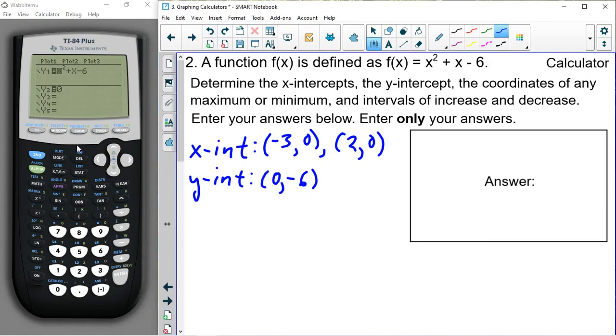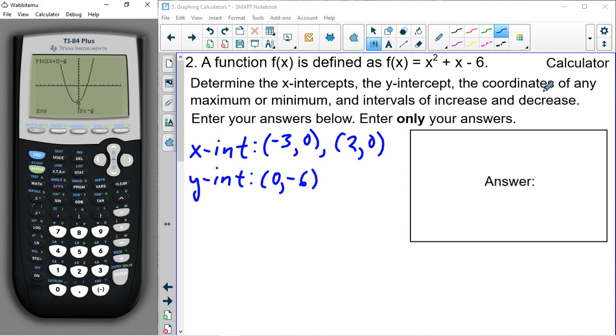But if you want to use the graphing calculator to find it, you can just hit second calc value, and then it's going to ask you for an x value to type in. Essentially, the graphing calculator is saying, all right, you give me an x value, and I'll give you the y value that goes along with it. And to use this method, we have to remember that for a y-intercept, the x value will always be 0. So we type in 0, hit enter, and it gives us 0, -6. So two ways to get the answer there as well.